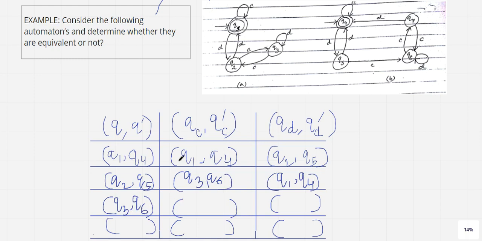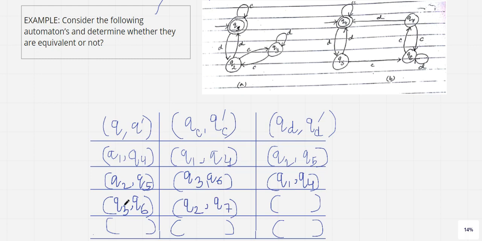Now Q3 and Q6 on sync C, where is it going? Q3 on sync C is going to Q2, and Q6 on sync C is going to Q7. That means it will be Q2, Q7, correct? Okay, so we got Q2, Q7 as the new state.